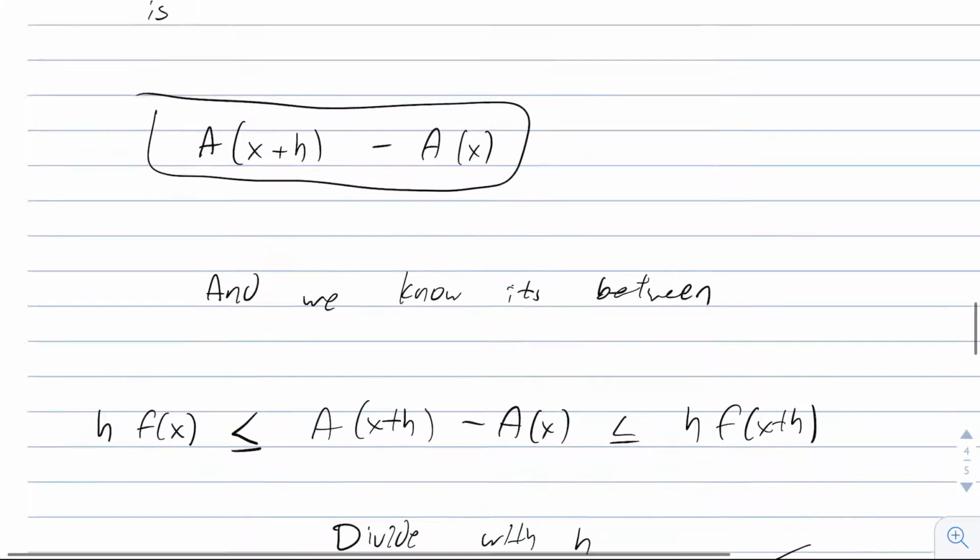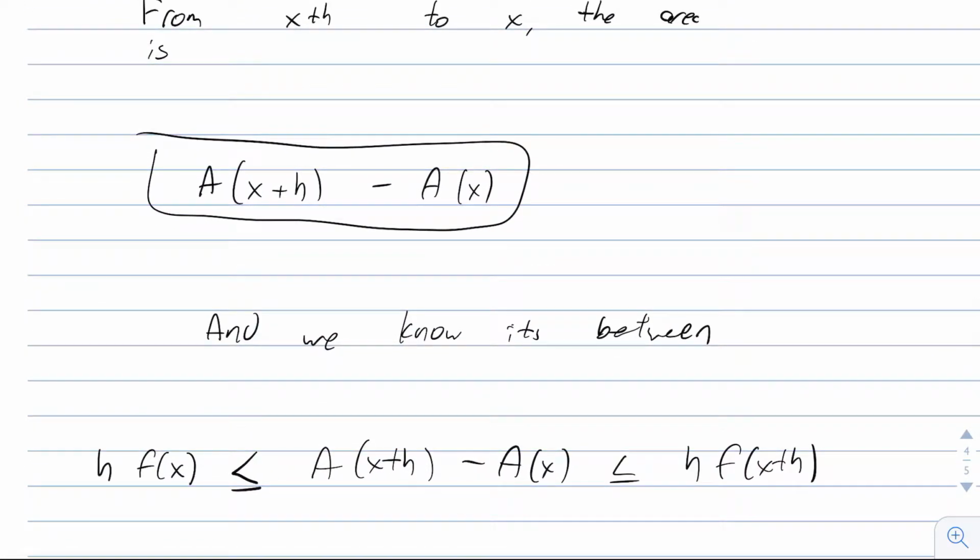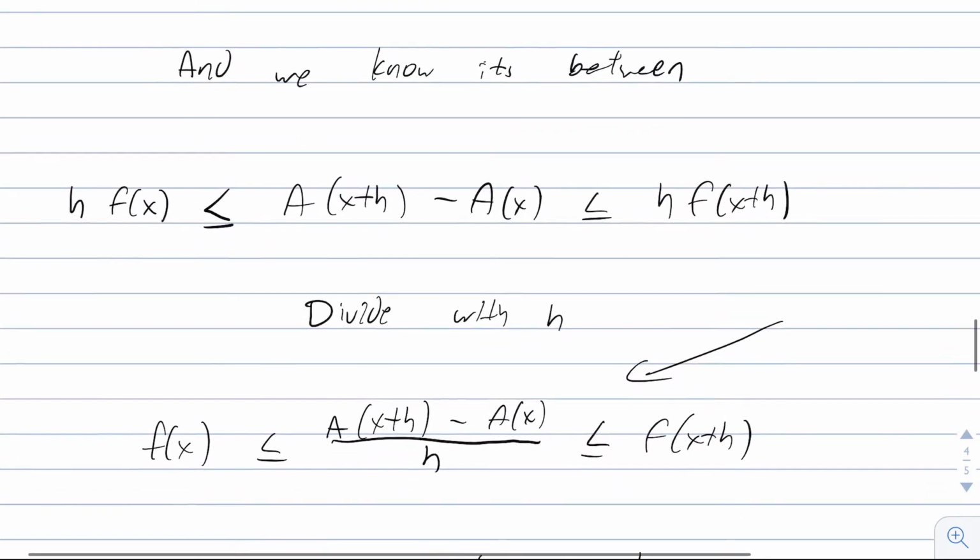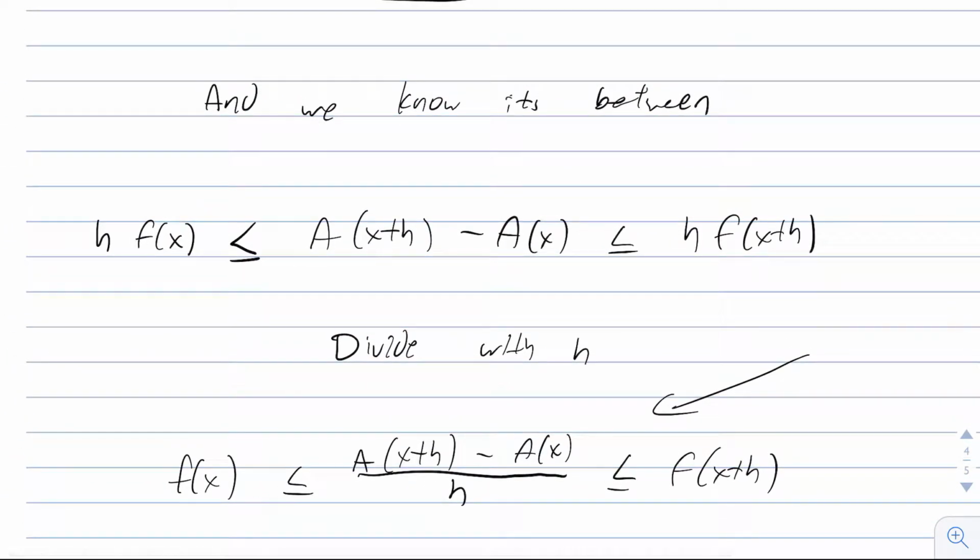So we know that h times f of x is less than or equal to A of x plus h minus A of x, which is going to be less than or equal to h times f of x plus h. And to simplify this, why don't we divide by h? So we get f of x less than or equal to A of x plus h minus A of x over h, less than or equal to f of x plus h.